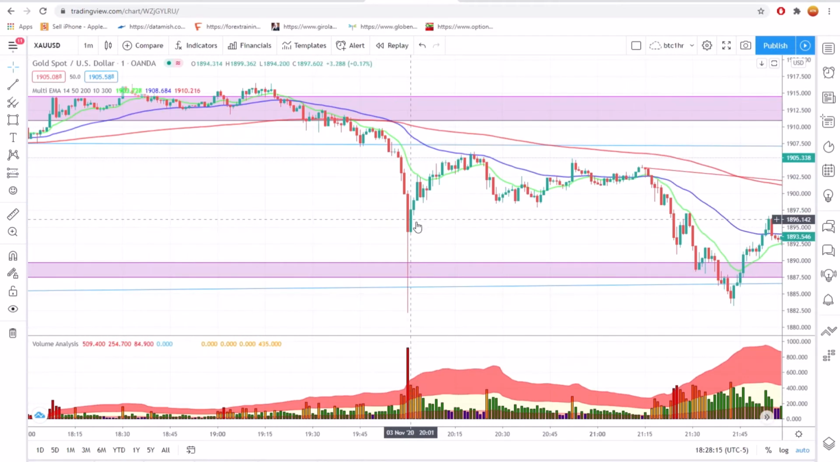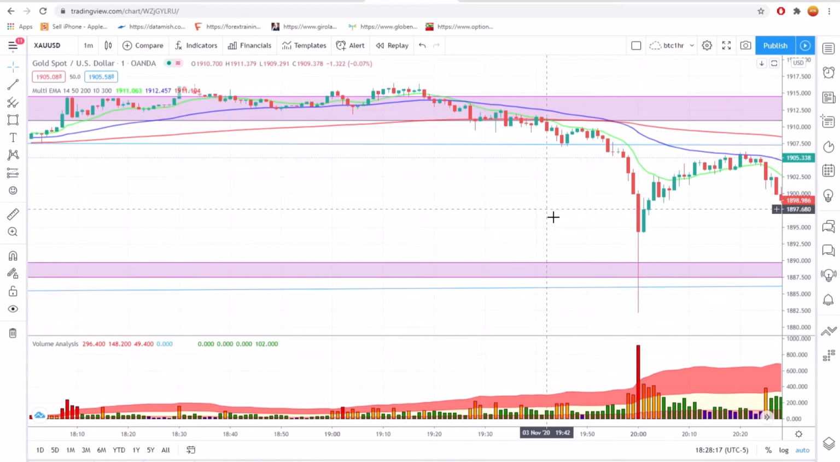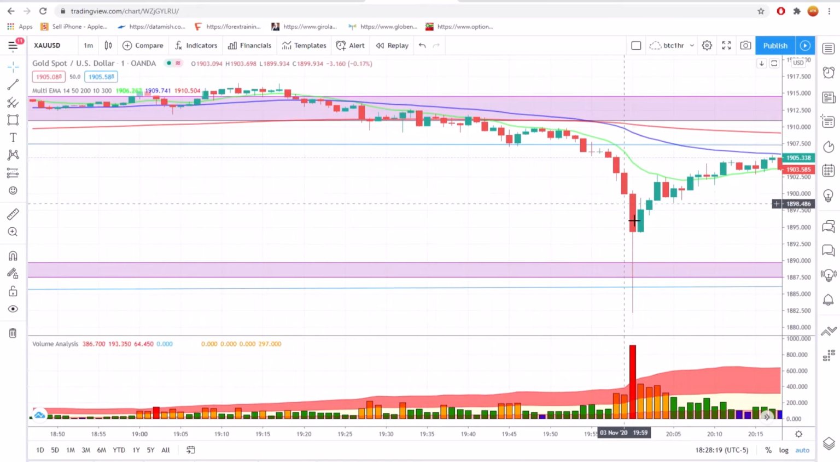So let's zoom in right here. You can see it. This is a 1 minute candle. This is a 1 minute candle. Look at this move. 1882. 1900. But this whole entire drop that you're seeing here happened literally within 11 seconds, probably less. All this drop right here.